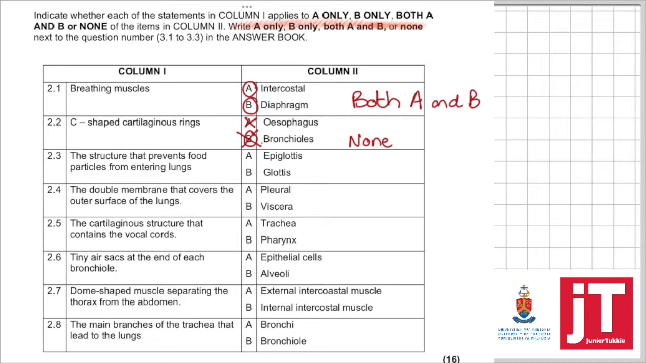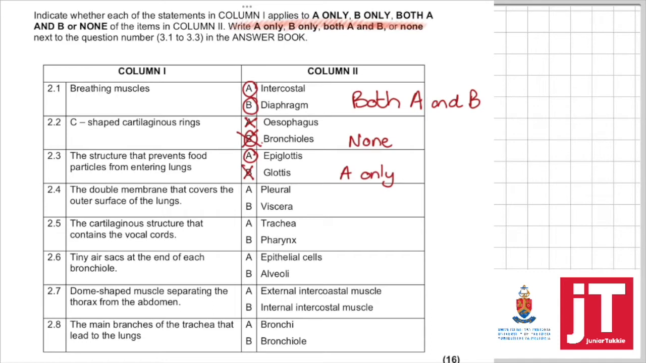If we look at 2.3, the structure that prevents food particles from entering the lungs, we've got glottis, we've got epiglottis, and theoretically, if we've studied our work, we'll know that option A, the epiglottis here, is what they are describing and not the glottis. So here we've got A only as being the answer to this question.